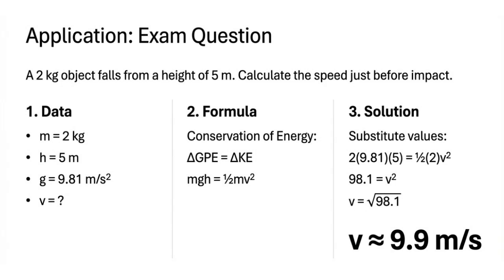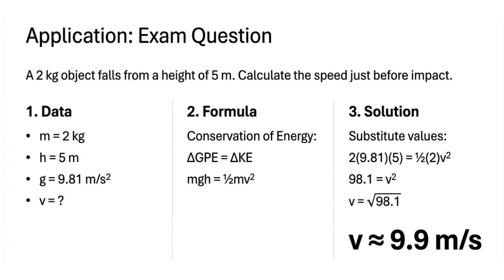Let's work through this exam question step by step. We start with a 2-kilogram object falling from 5 meters high, and we want to find its speed just before it hits the ground. The key principle here is the conservation of energy, which tells us that the loss in gravitational potential energy will equal the gain in kinetic energy as the object falls.